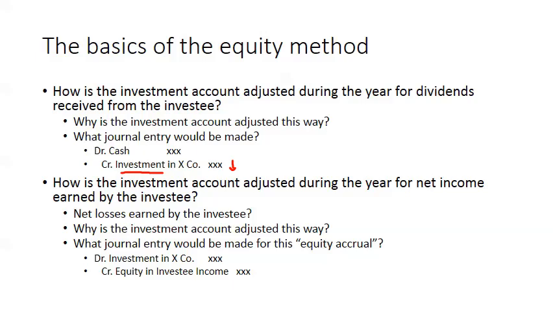How is the investment account adjusted during the year for net income earned by the investee, the company we've invested in? And then how about net losses? Net income increases the investment account. Net losses decrease the investment account. Why is the investment account adjusted this way? Again, since we have significant influence, we are accruing our share of the income or our share of the loss. And so the journal entry is, you see at the end here, debit the investment. That increases the investment. And we credit the equity investee income. That's if we have income. If we have a loss, we'll just flip those entries around.